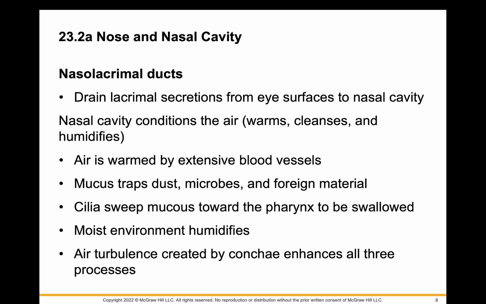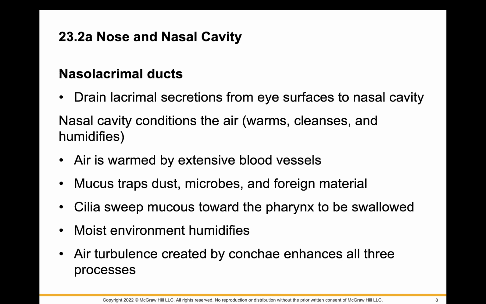Now, we have these ducts, the nasolacrimal ducts, and what they do is drain secretions from the eye surfaces into the nasal cavity. And once we're in the nasal cavity, we see a very important function, which is the conditioning of air. As air moves through the nasal cavity, and most of us breathe through our nose, this air will be warmed, cleansed, and humidified.